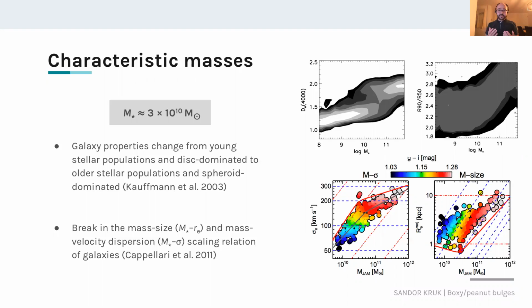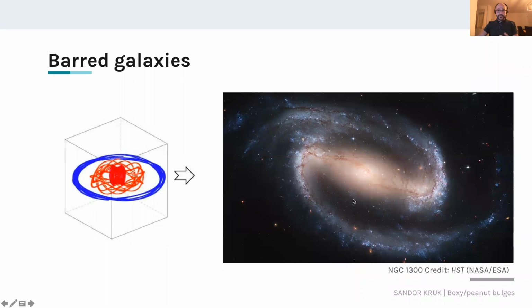This mass also corresponds to the break in the mass-size and mass-velocity dispersion relations as found with integral field spectroscopic studies. In this talk, I would like to concentrate on the characteristic mass scales in the context of barred galaxies, like this one, NGC 1300. Barred galaxies are common in our local universe, with up to two-thirds of all spiral galaxies containing a bar.